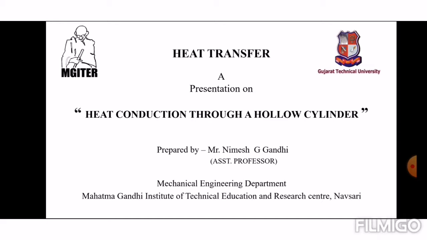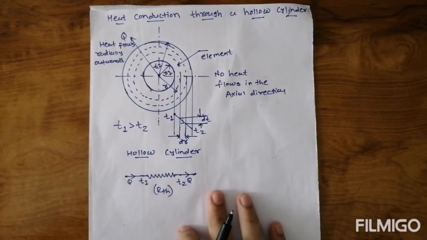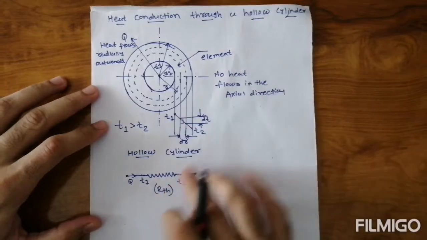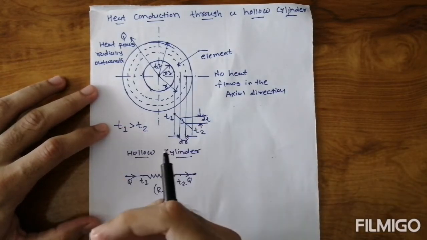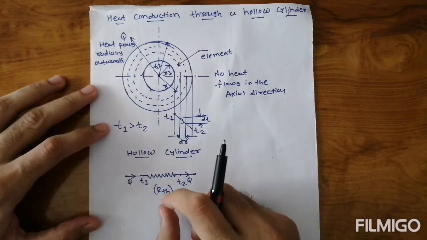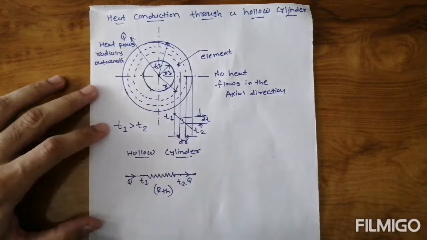In this subject, we are going to discuss heat conduction through a hollow cylinder. First of all, we consider one hollow cylinder made of material having a constant thermal conductivity and insulated at both ends. Now you can see here.